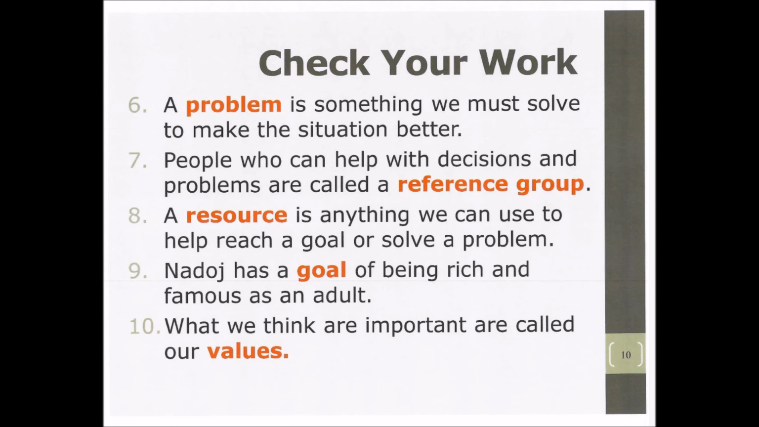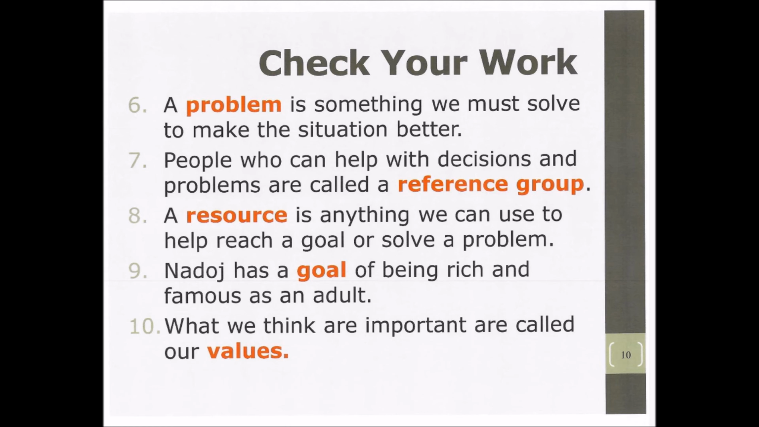Number 7, people who can help with decisions and problems are called a reference group. These are usually people who have experience or education to give us advice. This should be helpful. Number 8, a resource is anything that we can use to help us reach a goal or solve a problem. Remember, a resource can be a thing that you can touch. It can be people who can help you. It can be a skill that you have. Number 9, now Joe has a goal of being rich and famous as an adult. A goal is something that we hope to achieve.